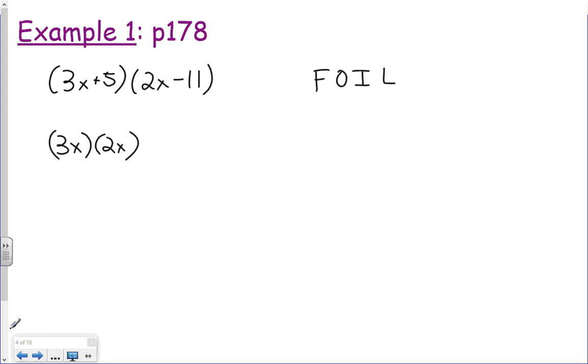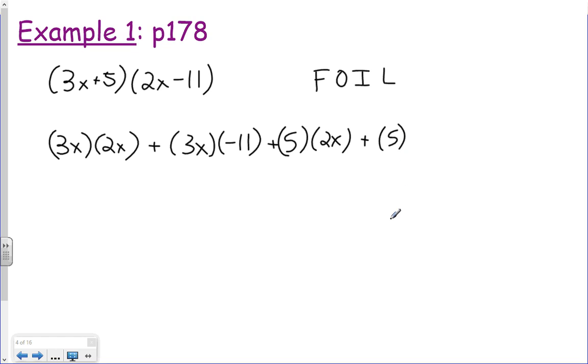The O stands for the outside, so that's the outside two values here. So I'm going to add that to 3x and the negative 11 is what we're going to multiply together. The I is for the inside, so looking at the four terms that we have here, the two inside terms are the 5 and the 2x, so we'll add that to the 5 times the 2x. And then finally, the L stands for last. So in each set of parentheses there, we'll just multiply our last values together. That's the 5 and the negative 11. All right, that's the FOIL method.